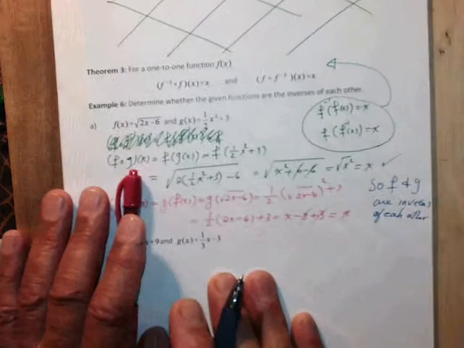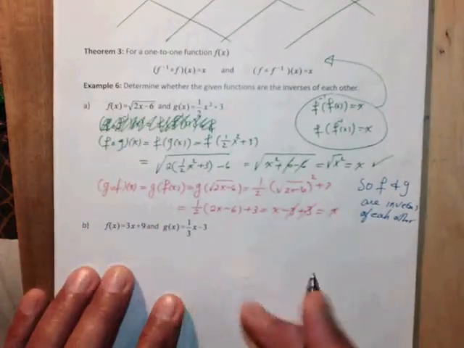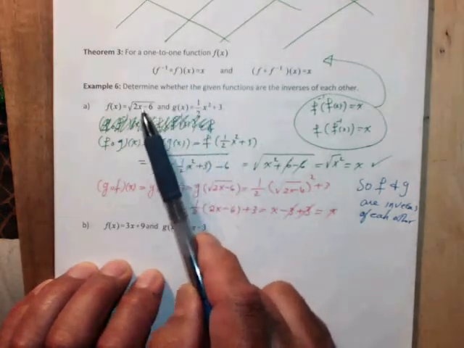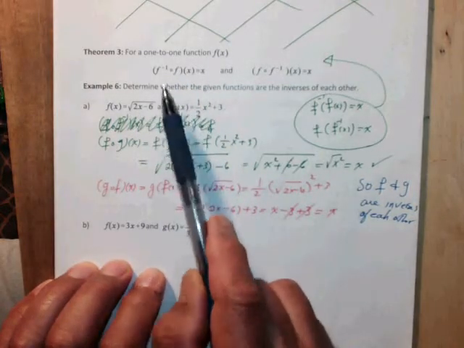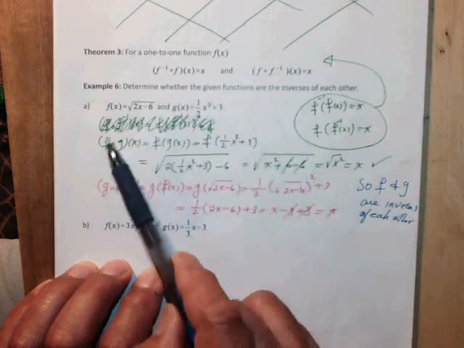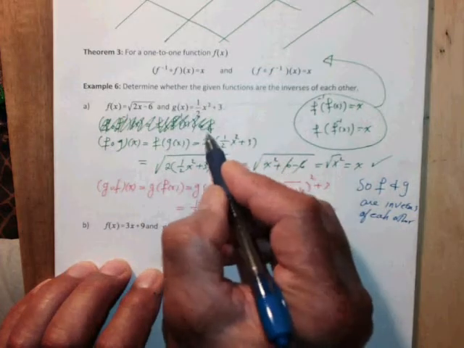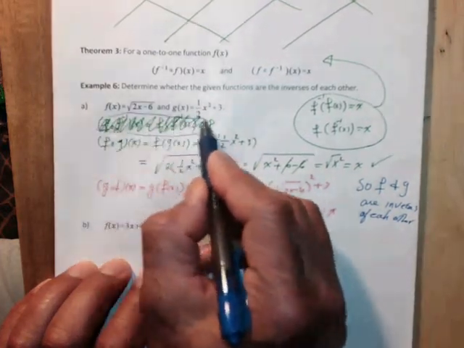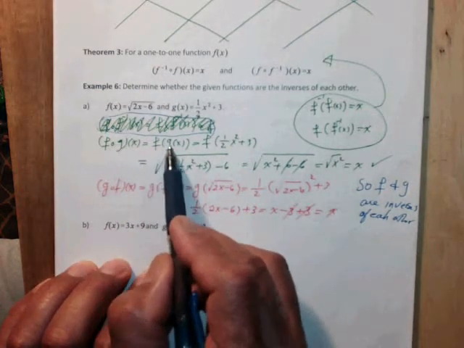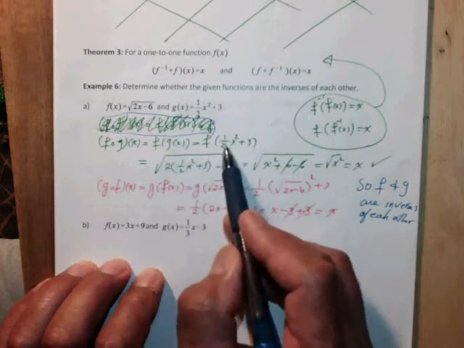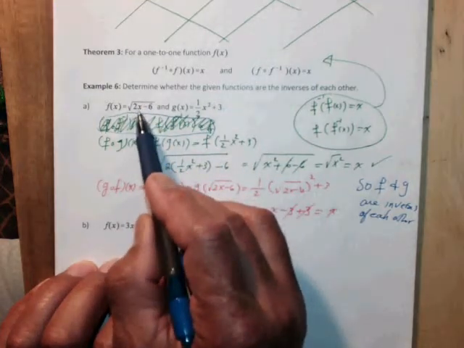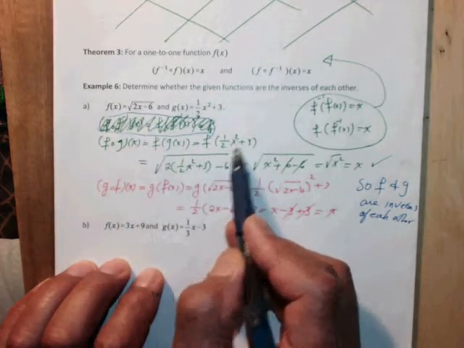Okay. Let's go over it one more time here. I want to use this theorem to show that this f and g are inverses of each other. So I replace this f inverse by g to see if it works out. So I look at f circle g, or f composition g at x, is f of g of x. The g of x is 1/2 x squared plus 3. So that means in f, which is right here, I replace this x by 1/2 x squared plus 3.